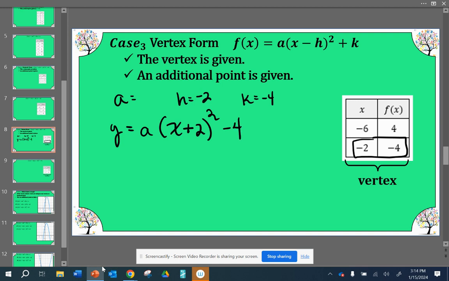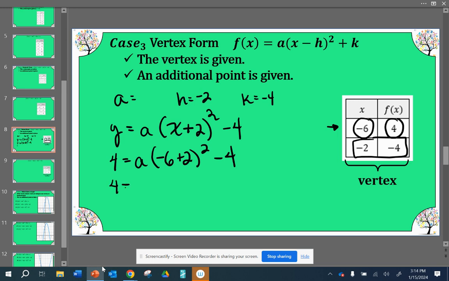Now we need to find our a value. And just like in the other two lessons where we were learning how to write it in standard and then factored form, we need to choose an additional point, a point that we have not already used, so we cannot use the vertex again. So everywhere we see an x in the equation, we'll put -6, and everywhere we see a y, we will insert 4. So 4 equals some a value, insert -6 for x.